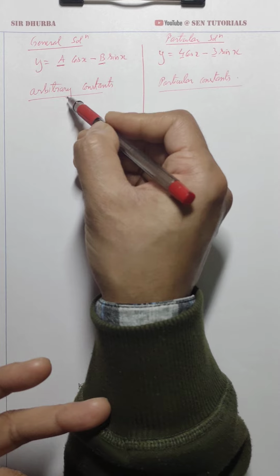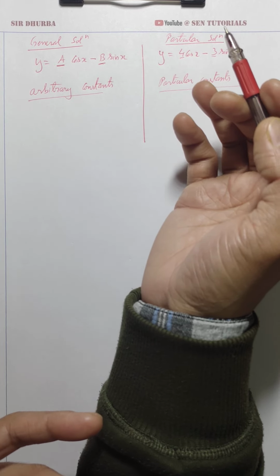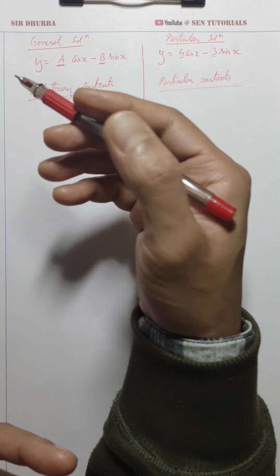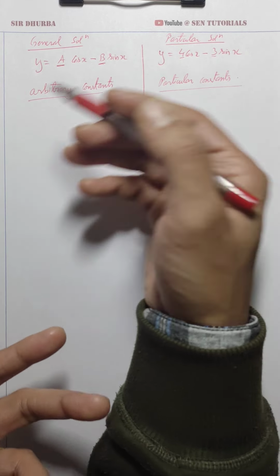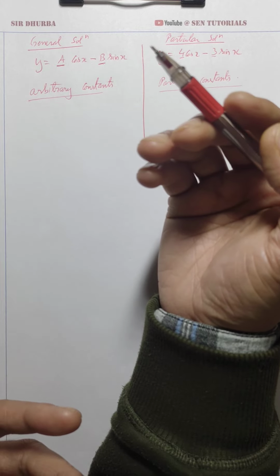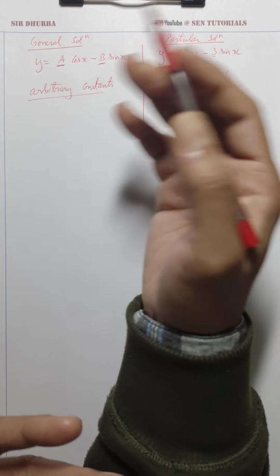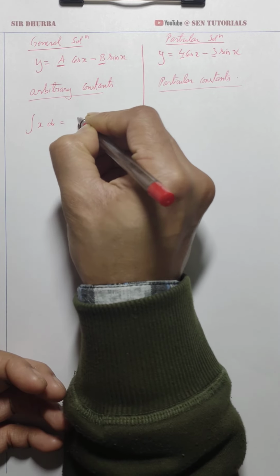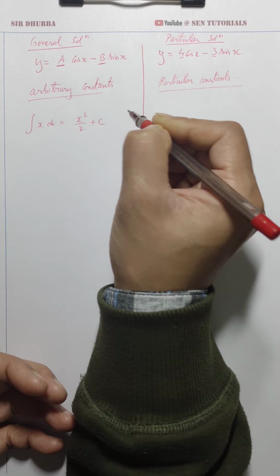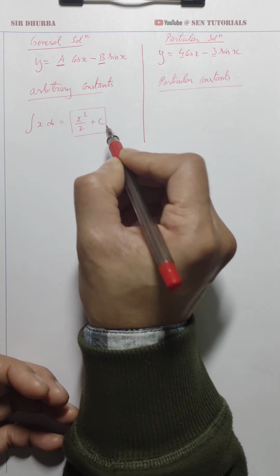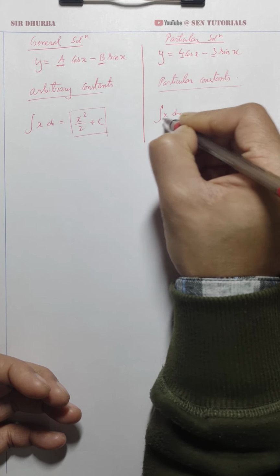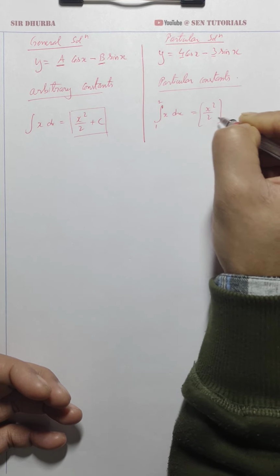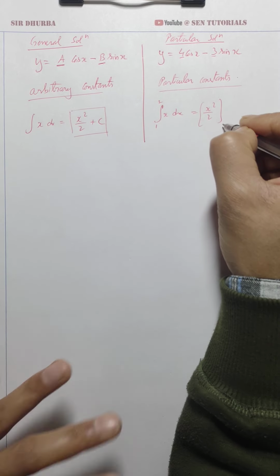Arbitrary constants are also constants only. It doesn't mean that they will be variables like x, y and all. These are also constants, but arbitrary constants. Just like the way we do integration, definite and indefinite. In indefinite integration, integration of x with respect to x is x squared by 2 plus c. So this is like a general formula. But when we go for the same integration as a definite integral, we have x squared by 2, and this general constant disappears, from 1 to 2.